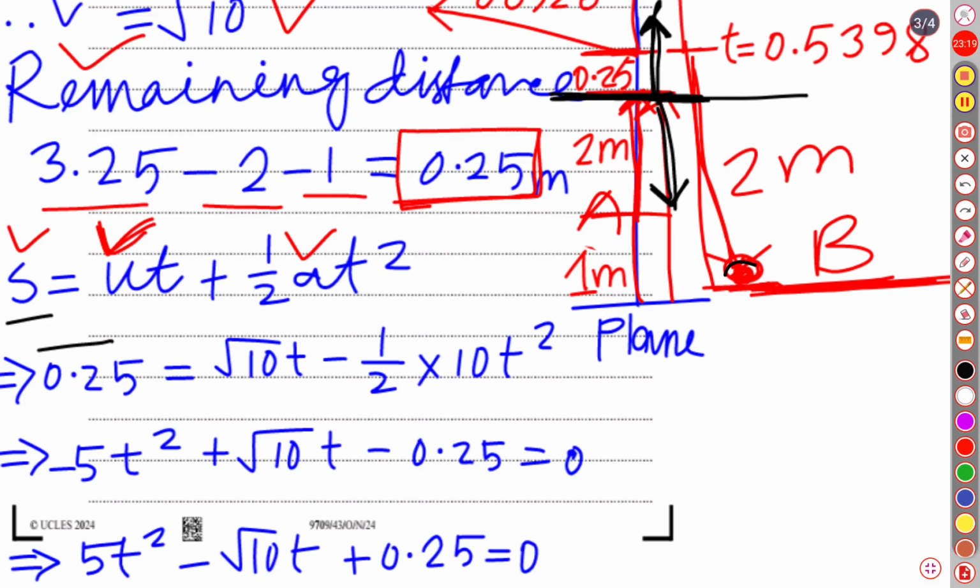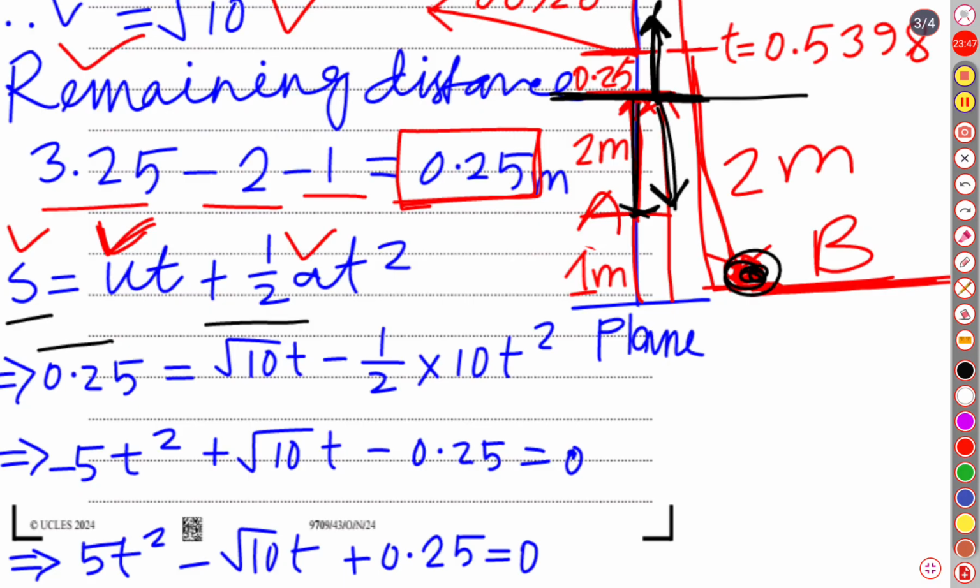The final velocity of B is the initial velocity for A, or in another way, as I have told, the final velocity for this height must be the initial velocity for this, the point is the same. Okay, so it's the square root of 10t plus.